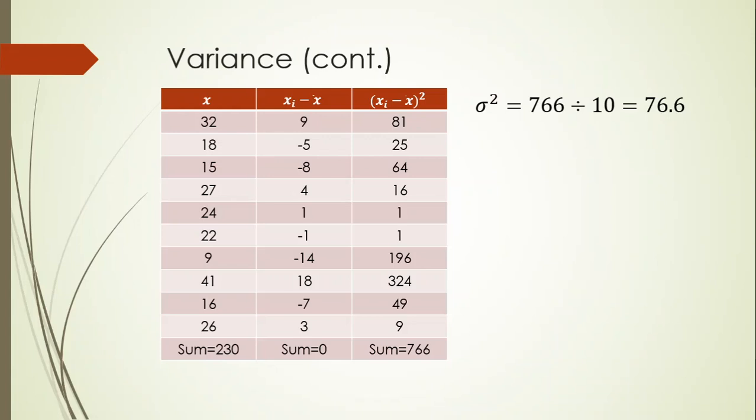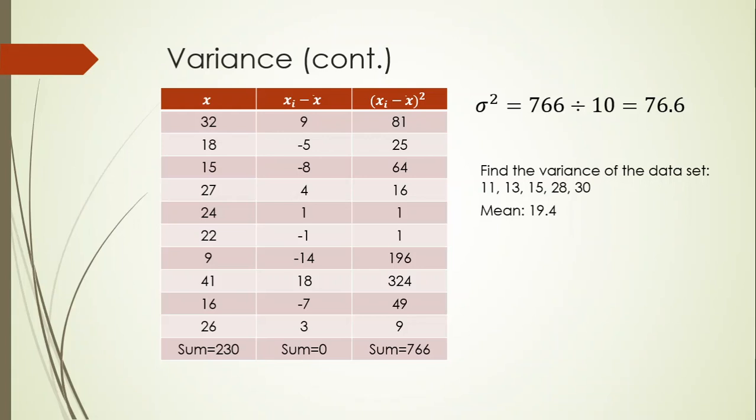So our variance, our sigma squared, is going to be 766 divided by 10, which is 76.6. That is the variance of this set of data. So here's a smaller one for you to try. So find the variance of this data set right here.